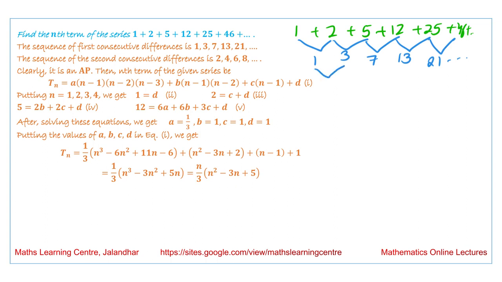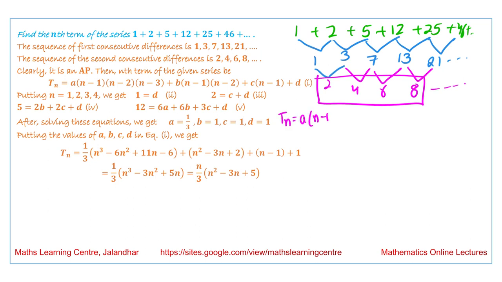Next, if we calculate the second difference over here, we obtain 2, next 4, next 6, next 8 and so on. And this is an AP. So we are writing that Tn is equal to A into (n minus 1)(n minus 2)(n minus 3) plus B into (n minus 1)(n minus 2) plus C into (n minus 1) plus D.